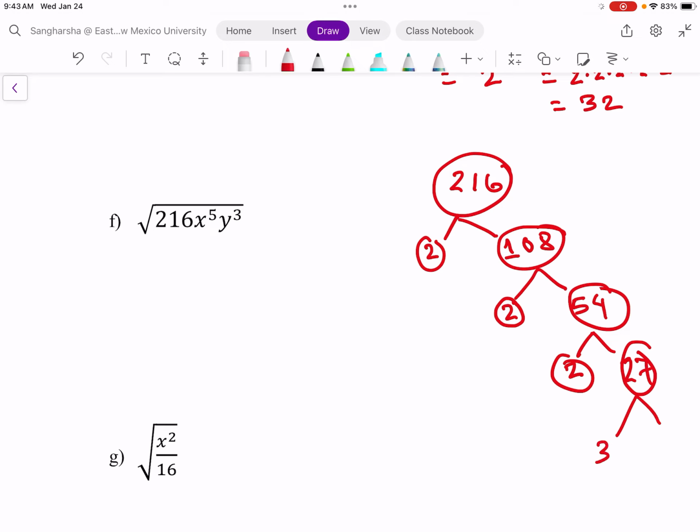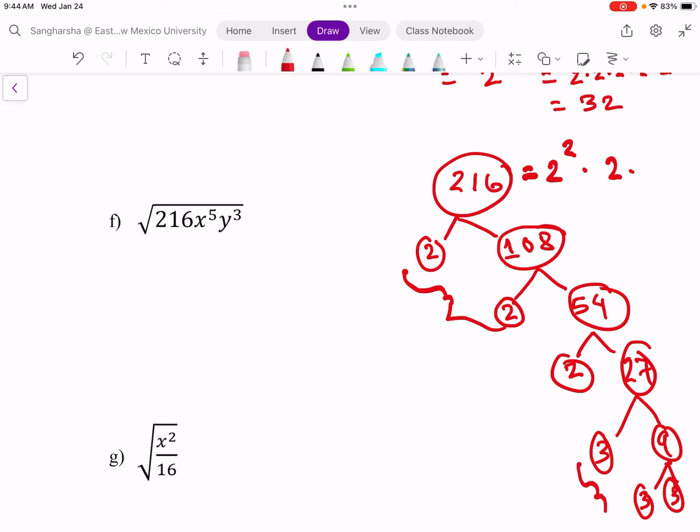27 divided by 3 is 9, and 9 is 3 times 3. So 216 is 2 times 2, which is 2 squared, times 2, times 3 times 3, which is 3 squared, times 3. So our 216 is 2 squared times 2 times 3 squared times 3.